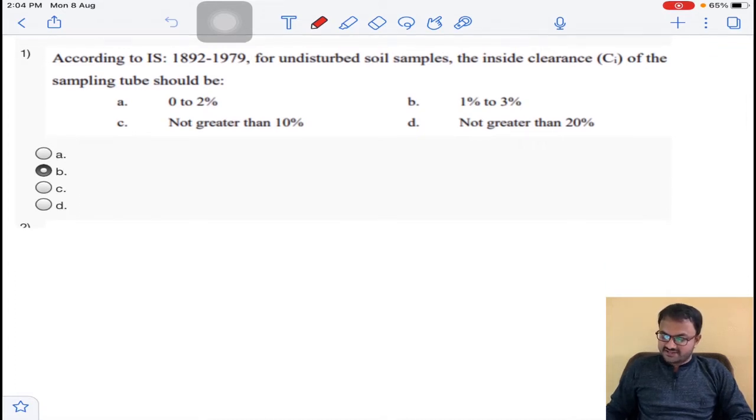According to IS 1892-1979, for undisturbed soil samples, the inside clearance of the sampling tube shall be. So, there are sampler dimensions. Based on the sampler dimensions, area ratio, inside clearance, outside clearance, three definitions were there, three formulas were there. So regarding that, he has asked inside clearance.